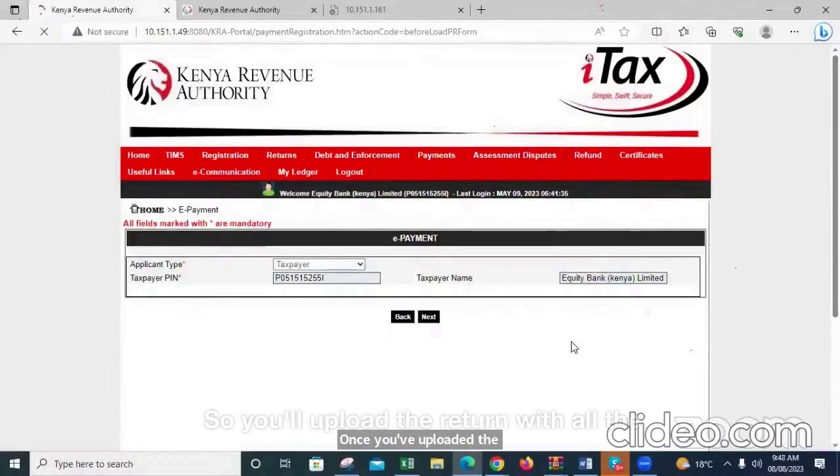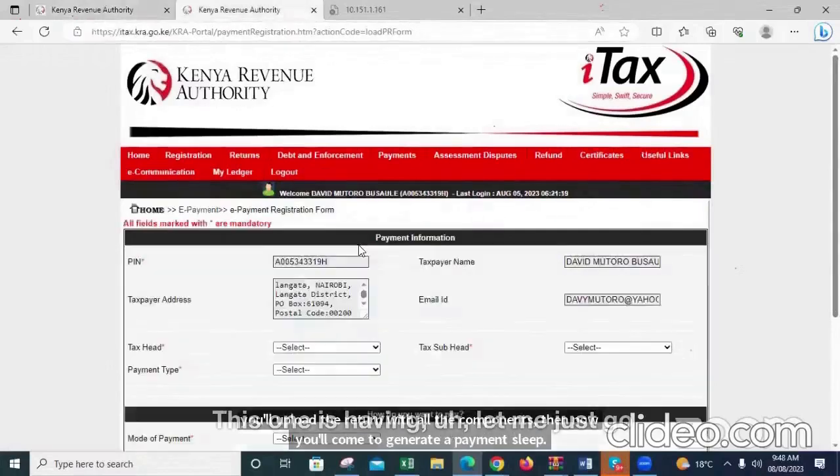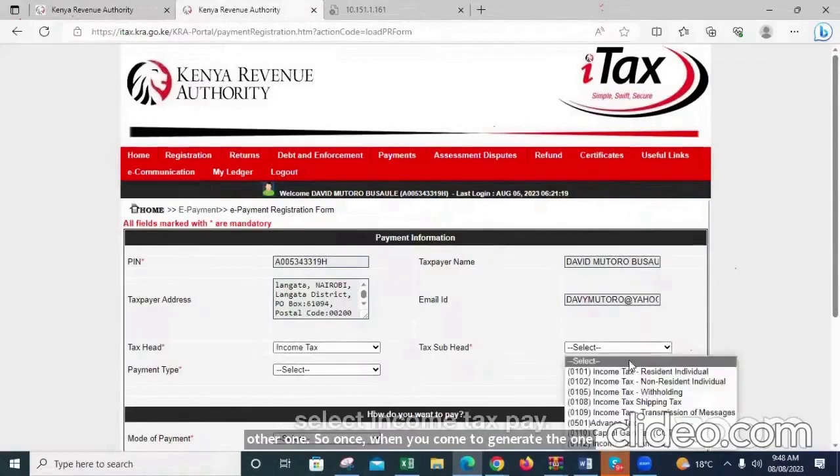So you'll upload the return with all the components. Then now you'll come to generate a payment slip. Let me just go back to the other one. So once you come to generate the one for PAYE, of course you'll select income tax. Then you'll select income tax PAYE.